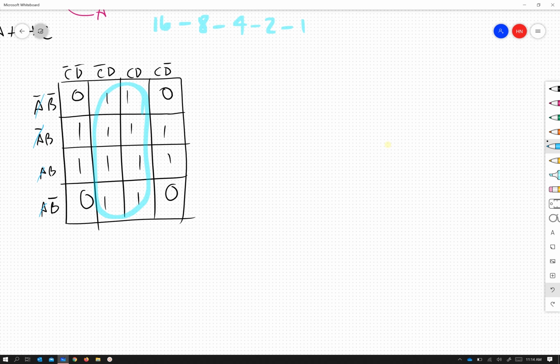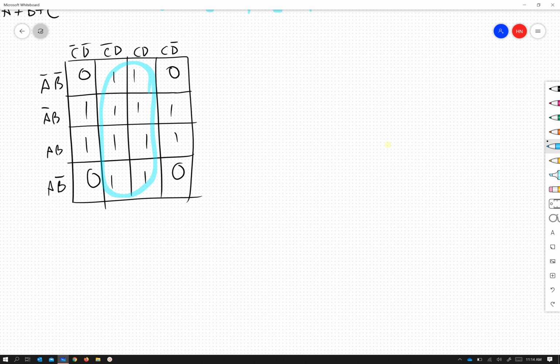So the vertical, anytime it spans the entire vertical section or the entire horizontal section, everything on that section cancels. But if you look up at this grouping, the C's cancels, but the D stays. So this grouping is just D. And the other grouping that we can make is we can make this entire section right there in the center. Remember, bigger is better and overlapping is okay.